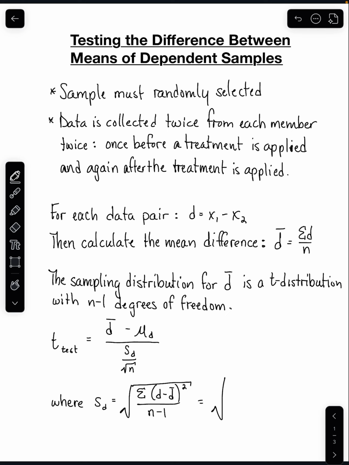Now, of course, we can do it that way, but there is an alternative formula that often works better for us. It is the square root of the sum of the squared differences minus the sum of the differences, which is then squared, over n, all over n minus 1. Since we're going to have to be calculating the difference for each pair, from there it is actually fairly easy to also square each difference and then add those up, as we'll see in the following example.